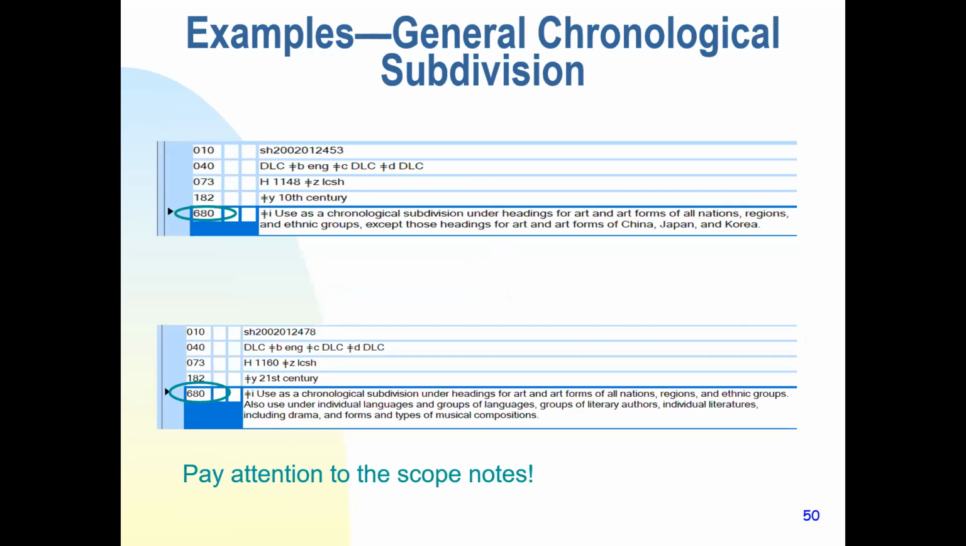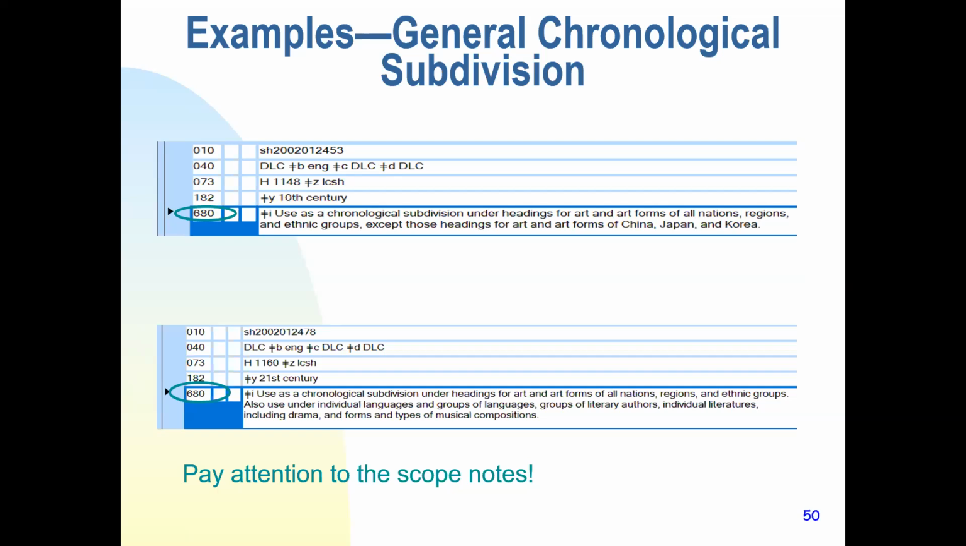Here is a scope note for 10th century as a chronological subdivision. Use as a chronological subdivision under headings for art and art forms of all nations, regions, and ethnic groups, except those headings for art and art forms of China, Japan, and Korea. So again, a little bit more specific than we might have thought.